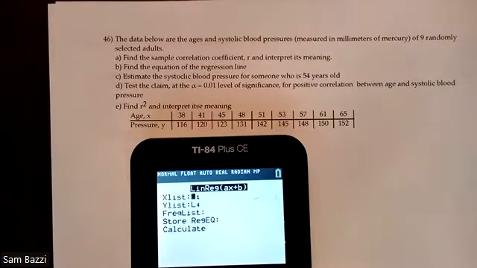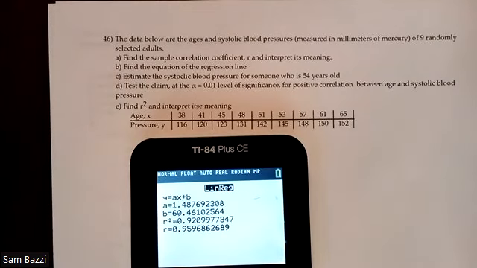Make sure you select the right list. Mine is L1 and L2, so I need to change it with second and number 2, and calculate. So R is 0.96. You can see that. If R is very close to 1, guys, you can conclude that there is strong positive correlation between the variables.